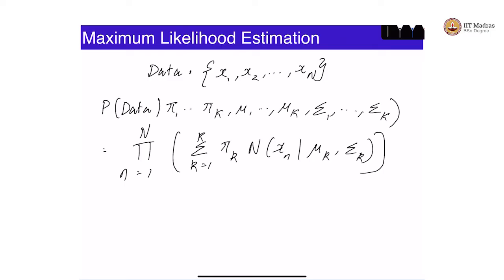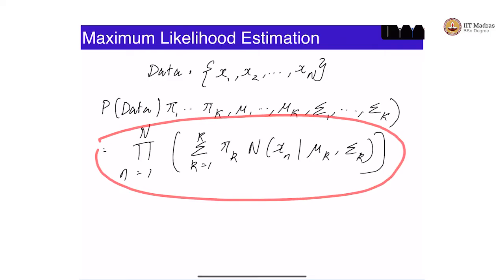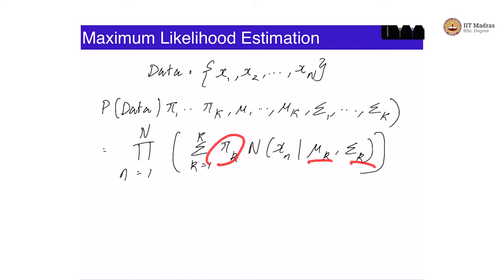You can view this entire thing as a function of mu k, sigma k, and pi k. Why is that? Because the data points are known, right? So you have n data points which are known. So this entire thing is a function of pi k, mu k, and sigma k.